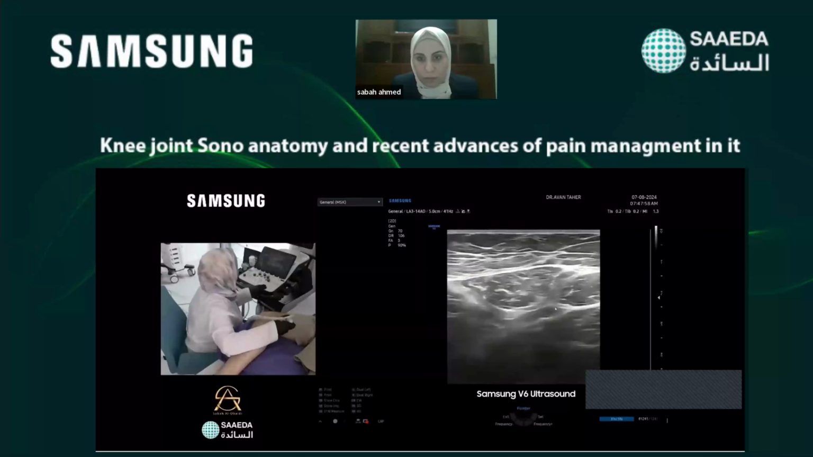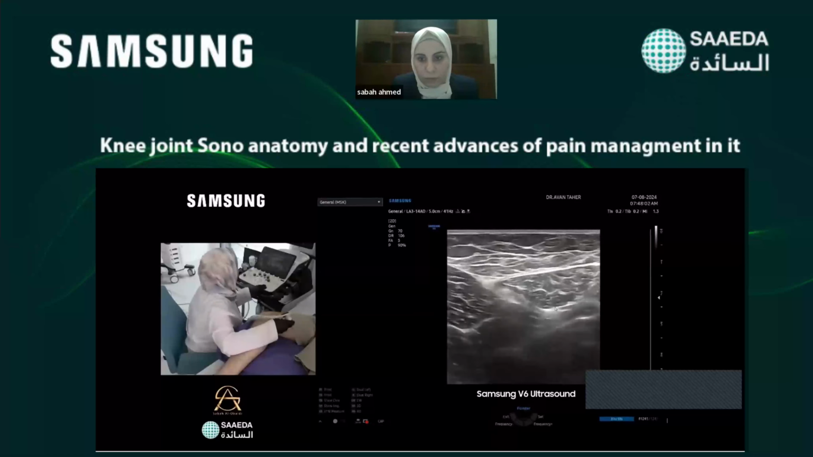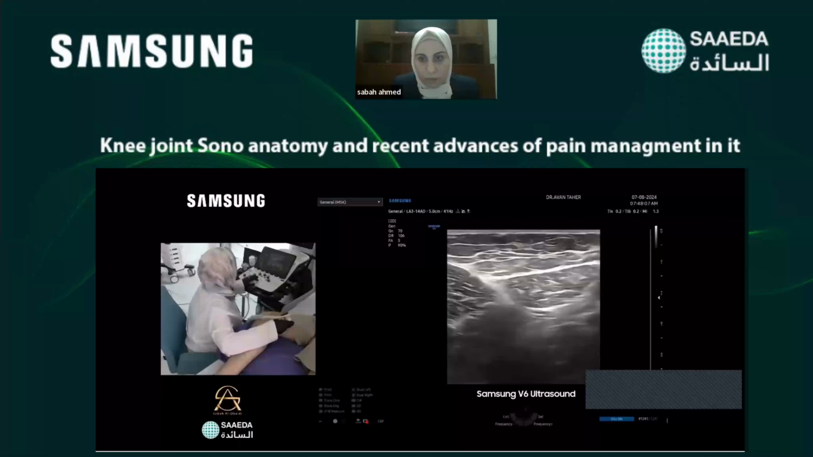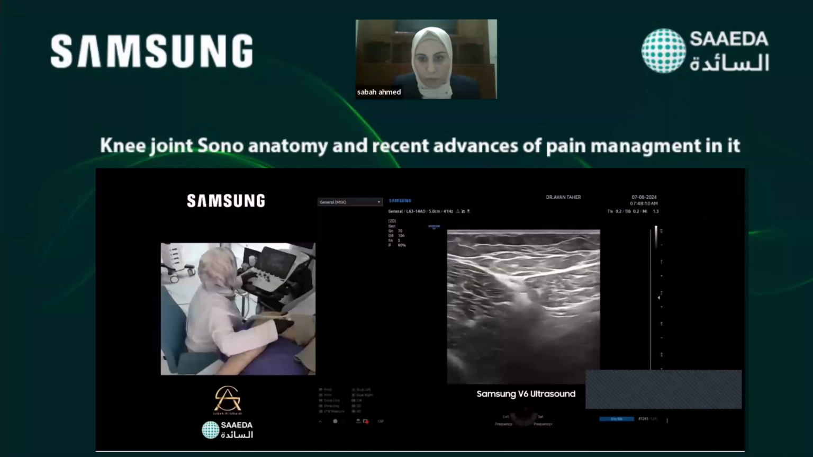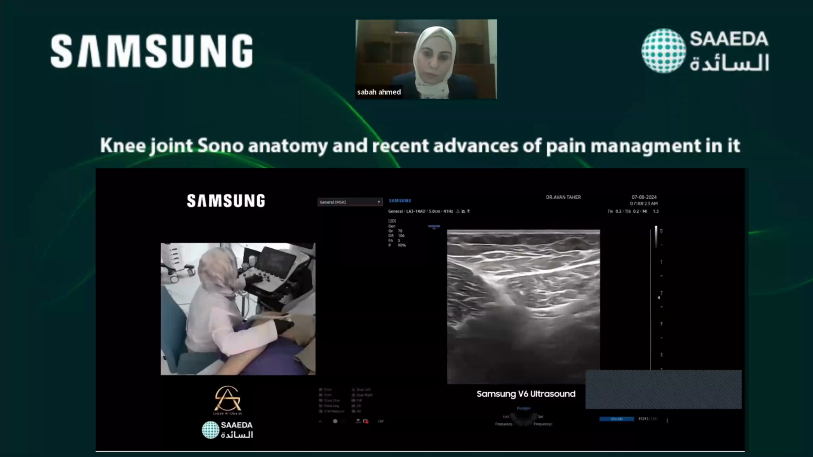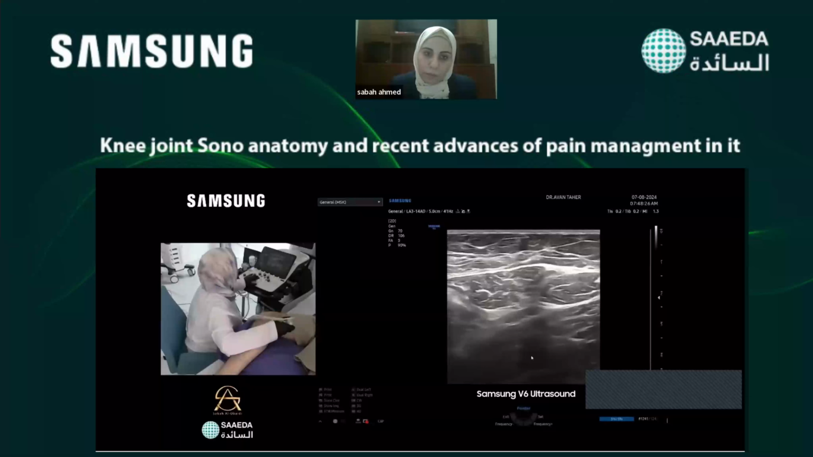And the branch that continues anterior to the sartorius muscle, if you see this one, until it reaches here, anterior to the sartorius muscle, this is the infrapatellar branch of the saphenous nerve. Infrapatellar branch of the saphenous nerve. This is the sartorius muscle, this is the vastus medialis, and this is the adductor longus muscle.